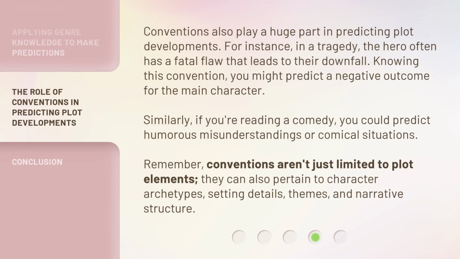Conventions also play a huge part in predicting plot developments. For instance, in a tragedy, the hero often has a fatal flaw that leads to their downfall. Knowing this convention, you might predict a negative outcome for the main character. Similarly, if you're reading a comedy, you could predict humorous misunderstandings or comical situations. Remember, conventions aren't just limited to plot elements. They can also pertain to character archetypes, setting details, themes, and narrative structure.